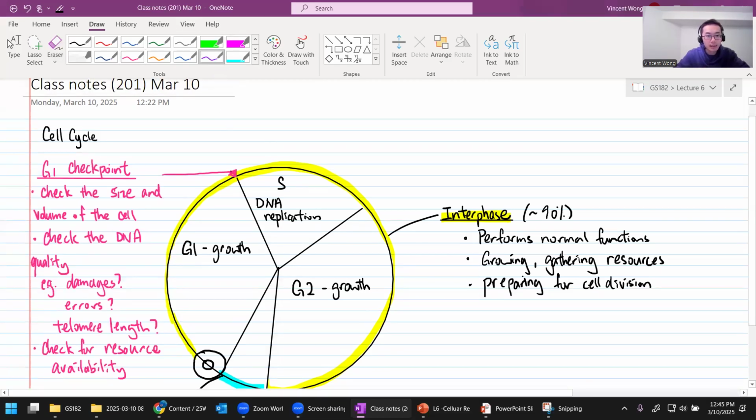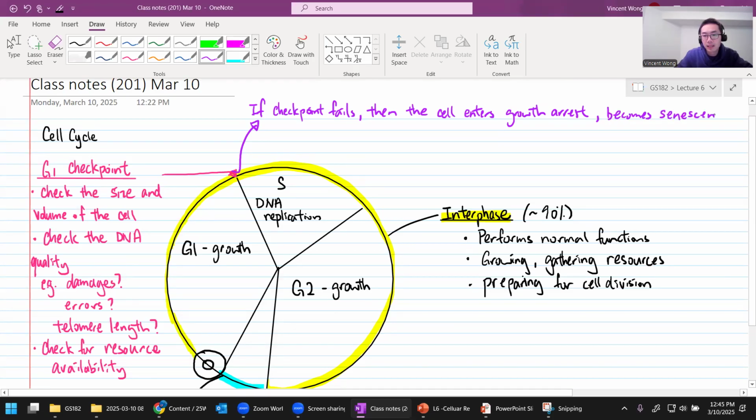If it is not okay, so if the checkpoint fails, then the cell enters growth arrest. Okay, it is not allowed to divide. It might become senescent, right? Like this old cell, not permitted to divide anymore. Or undergo, what do we call it when the cell kills itself? If it has irreparable damage, right? The DNA is too damaged. There's no way to fix it.